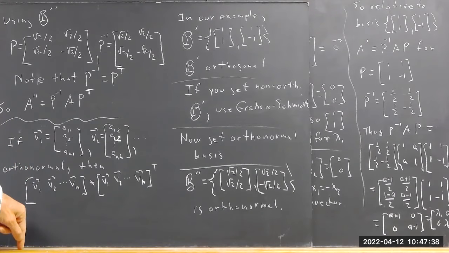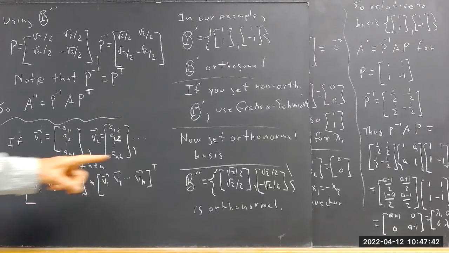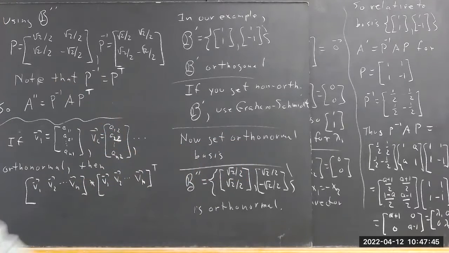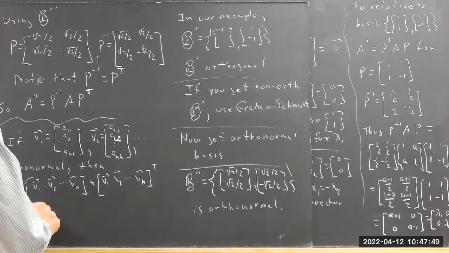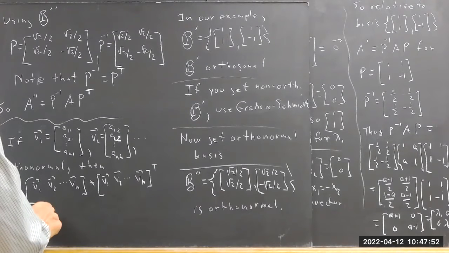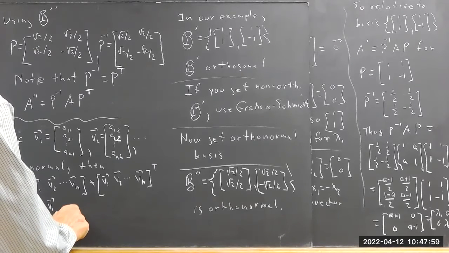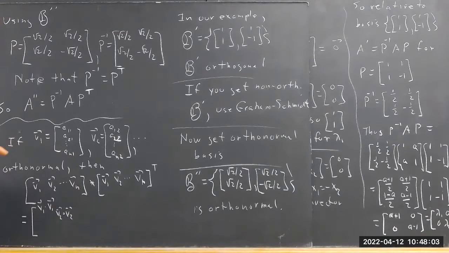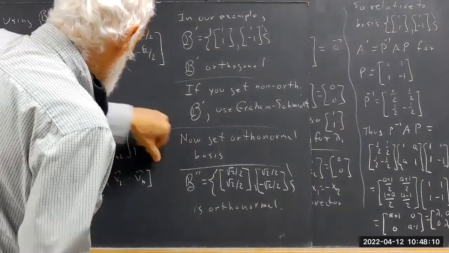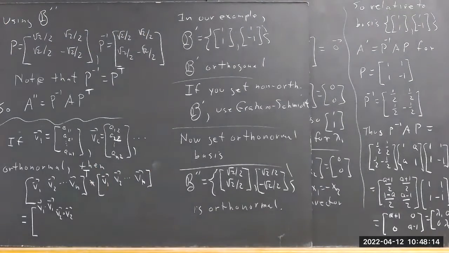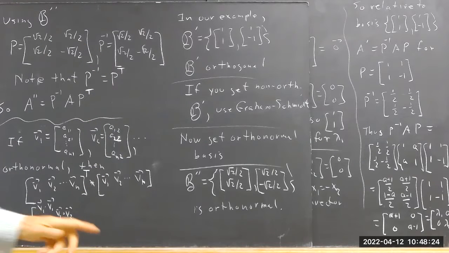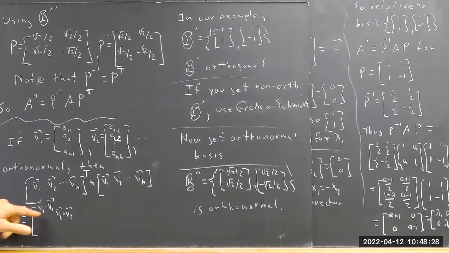My first column here is V1. My first row here will be V1. Let me write it this way so it makes more sense. And of course, it's going to be true the other way too. But okay, now my first row is the V1 vector and my first column is the V1 vector. So if I multiply the first row by the first column, I get V1 dot V1.